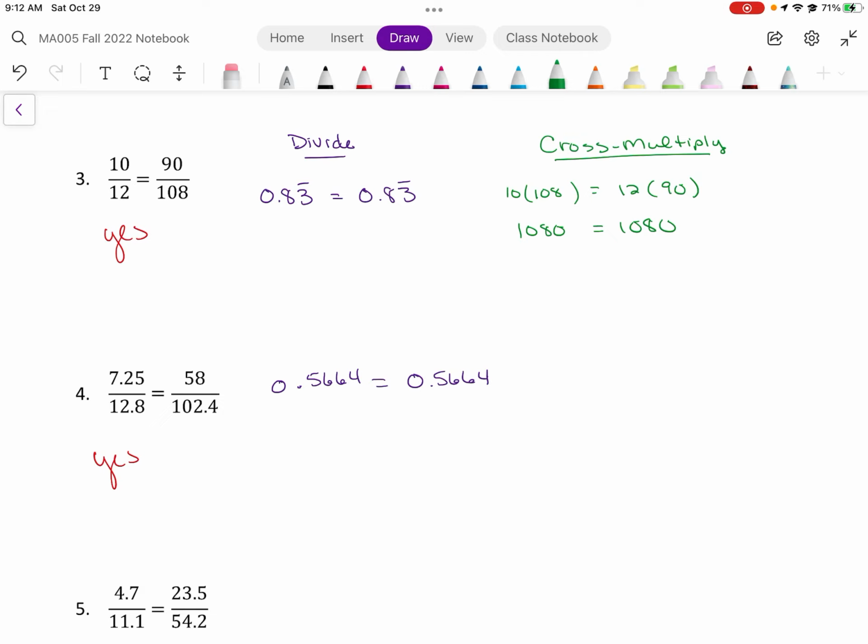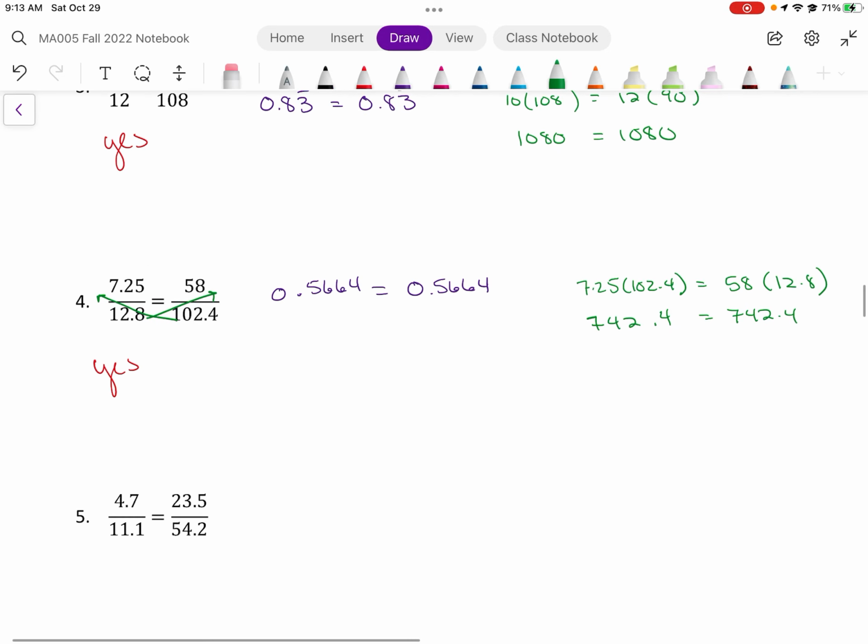And I get 7.25 times 102.4 equals 58 times 12.8. So I did a cross multiplication here like this. All right, I get 742.4 equals 742.4. So if you did it by cross multiplication, that's what you would find, and you would again say, yes, these are true. All right, there's one more I'm going to show 2 ways.